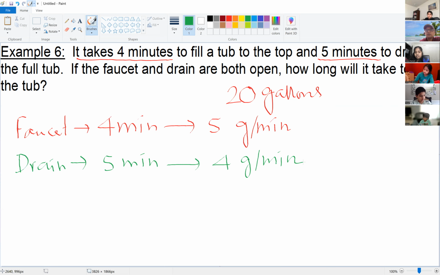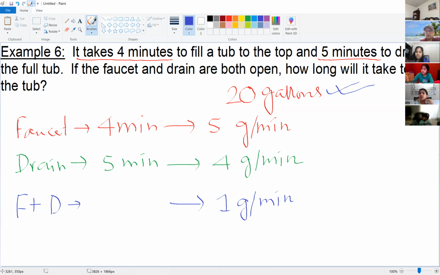Yes. Now, if both are open, what will happen? Every minute, how much water will be left? 1 gallon. So with both open, there is only 1 gallon per minute. And remember, the tank is 20 gallons. So how long is it going to take? Isn't it 20 minutes? Leo, do you understand or no? Yes, I understand. Okay, anybody still confused?